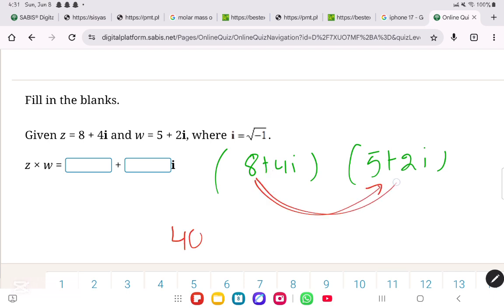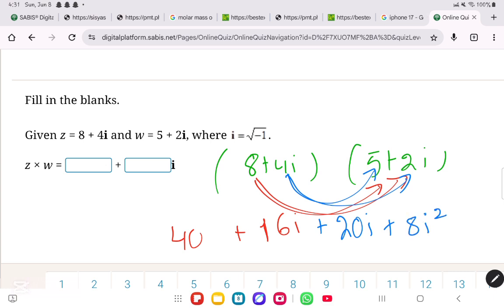And then 8 times 2i. What's 8 times 2i? That is 16i. And then we move on to 4i. So 4i times 5, that is 20i. And then 4i times 2i, that is 8i squared. Now we stop for a second.